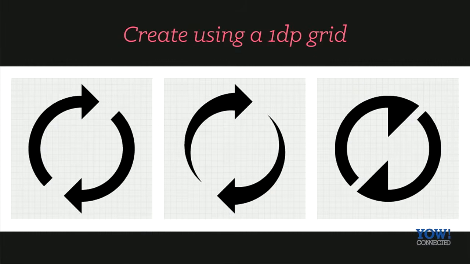In terms of using a 1DP grid, this is what I mean. Hopefully you can see the grid lines here. There are some icons that have been drawn, and all the main points or the edges of the curves are aligned to the pixel grid, and that means on all the devices they'll look nice and sharp and crisp, which is important.